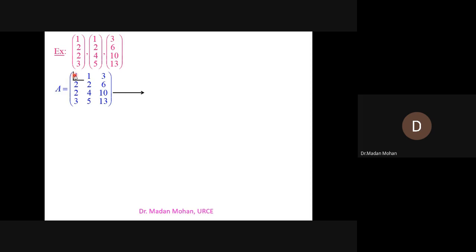You can delete, or I directly convert to echelon form to find the rank of this one. R2 minus 2R1, R3 minus 2R1, R4 minus 3R1. Now the first row remains the same. R2 minus 2R1: 2 minus 2, 2 minus 2, 6 minus 2 into 3 means 6 minus 6, which is 0. Depends, that's why deleted, zeros.